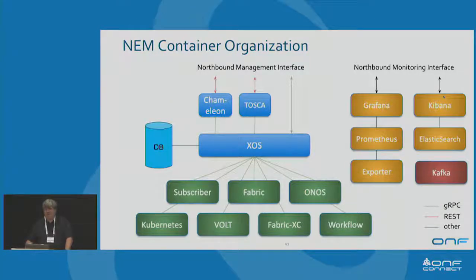For logging, we have Kibana and Elasticsearch, which are very popular open source logging components. And we also have, sort of supporting this whole thing, Kafka. I stuck Kafka over here, but didn't really draw any lines to it because it's got lines connecting many different components in the NEM. So Kafka is a general purpose message bus. It's used for everything from getting events into the monitoring components to getting events out of XOS so that XOS can notify the GUI and other things of important developments in the data model.